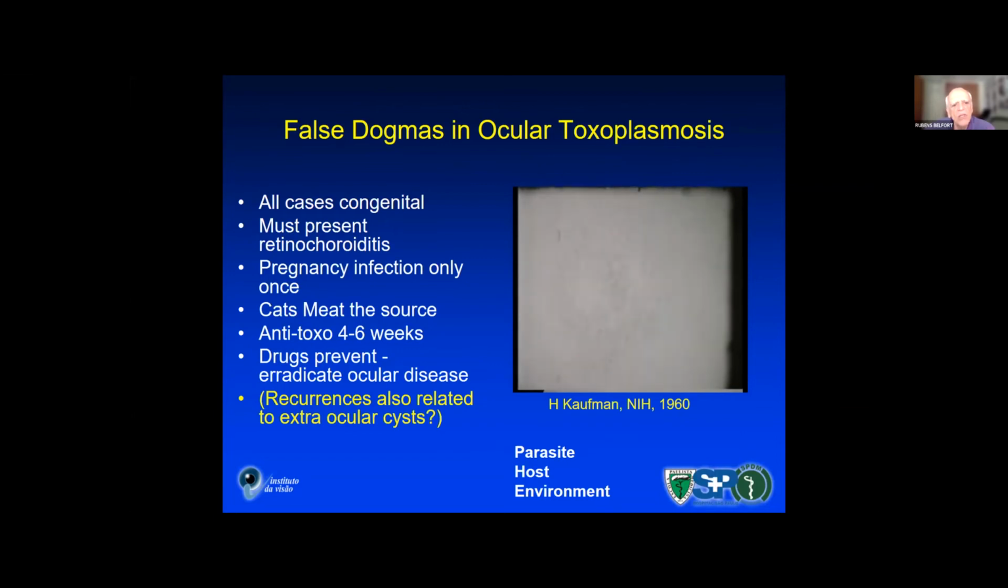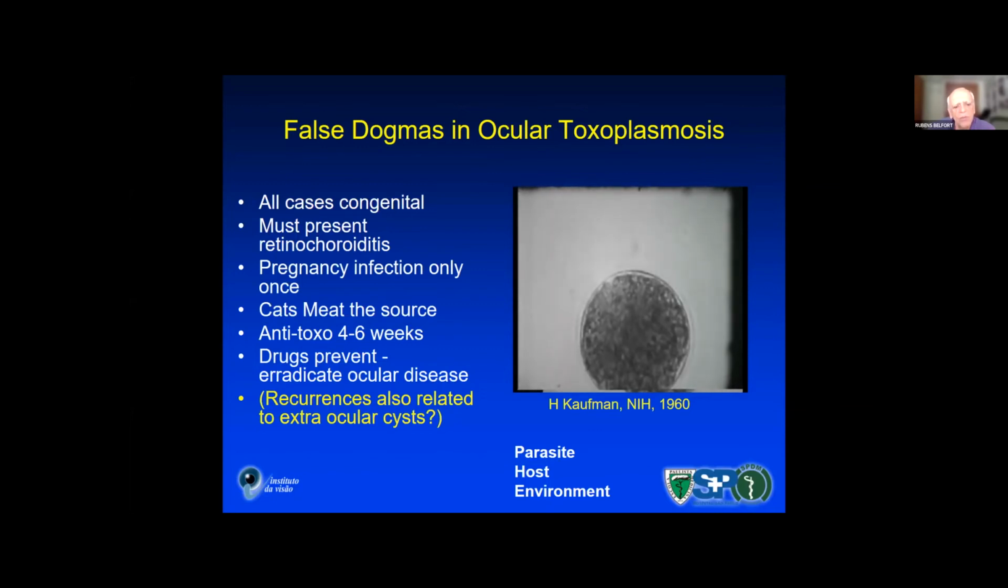Well, this was Dick O'Connor in the 70s, and people started to repeat it without having very solid information about that. The video that you saw here on the right was a video that Herb Kaufman gave to me, a video that he made in 1960 showing a toxo cyst rupture and the huge amount of organisms that can come after it happens. So we also have learned that we need to develop drugs that prevent and eradicate ocular disease.